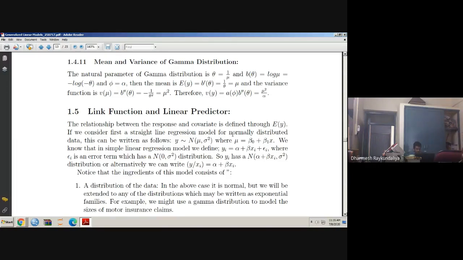Suppose the data is discrete, and it is said that the mean is greater than the variance. Which distribution has this property? Data is discrete, and it is further said that the mean of the data is greater than the variance of the data. Which distribution will you fit? Binomial. Exactly, binomial. Very good. So if we know the nature of data and the relation between mean and variance, it is easy to identify the distribution.